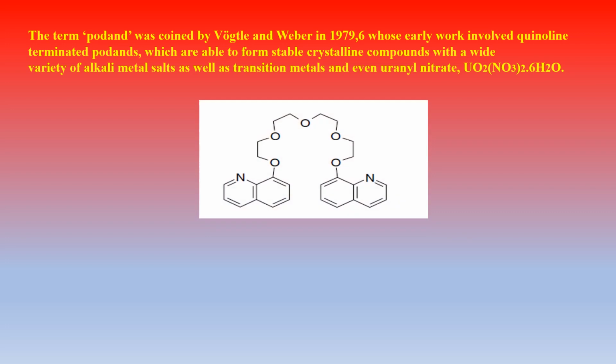So here you can see a structure in which the terminal rings are terminated with quinoline. This quinoline termination makes this acyclic Podand somewhat less flexible, and we can accommodate a larger range of guests, from alkali metals to transition metals and even lanthanides. Up to lanthanides we can make the metal ions bind inside this host.